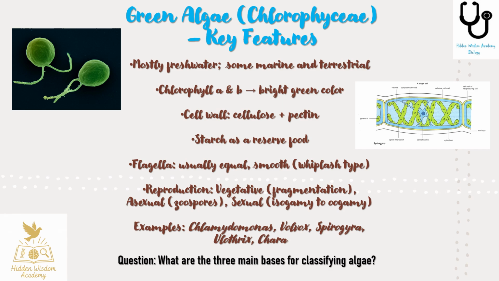Let's look at the key features of green algae, also called Chlorophyceae. Most live in freshwater, but some are found in the sea or on land. They are bright green because of chlorophyll A and B. Their cell walls contain cellulose and pectin, and they store starch for food. Motile stages usually have equal, smooth flagella. Green algae reproduce in many ways, vegetatively by fragmentation, asexually with zoospores, or sexually from isogamy to oogamy. Common examples are Chlamydomonas, Volvox, Spirogyra, Ulothrix, and Chara.